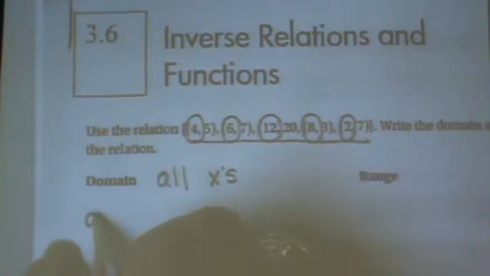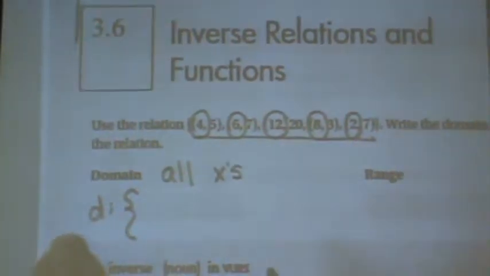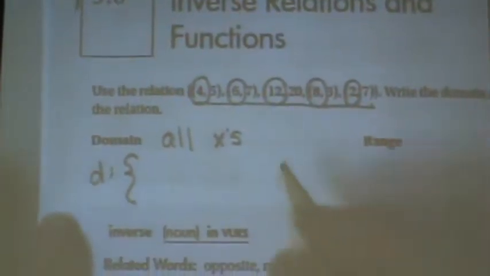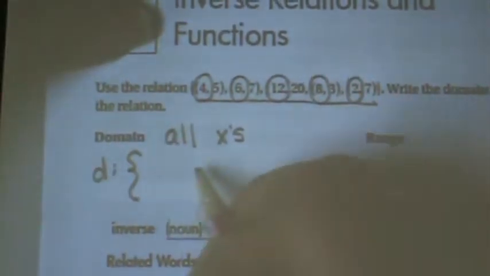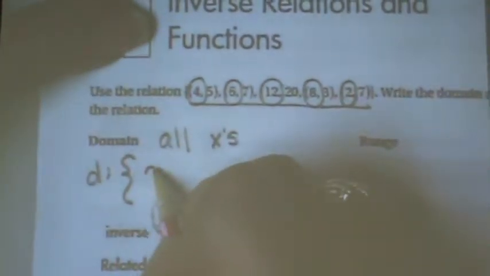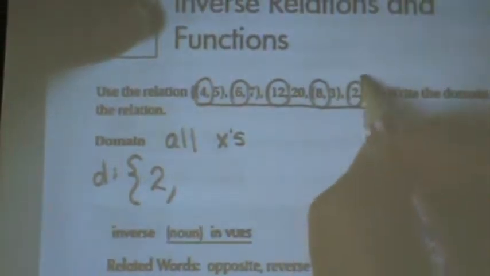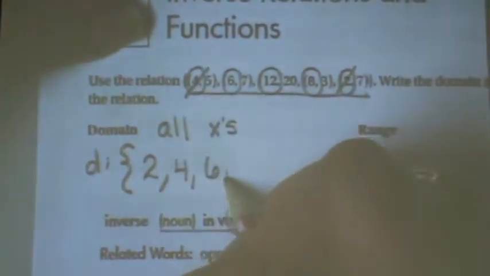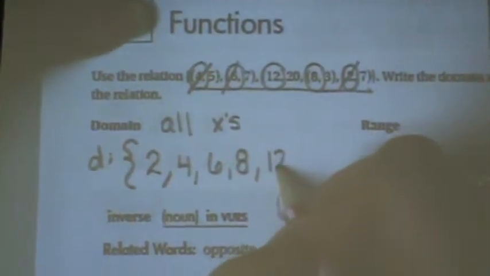How do you state the domain? Well, you were taught in freshman year, put a D, you can write domain. But what you do is organize your x's in order from least to greatest and don't repeat. So your domain is going to be 2, and separate them with commas. 2, then we're going to write a 4, then a 6, and then an 8 and a 12.